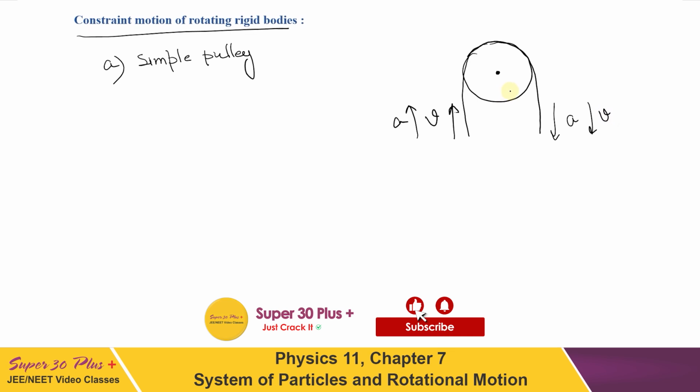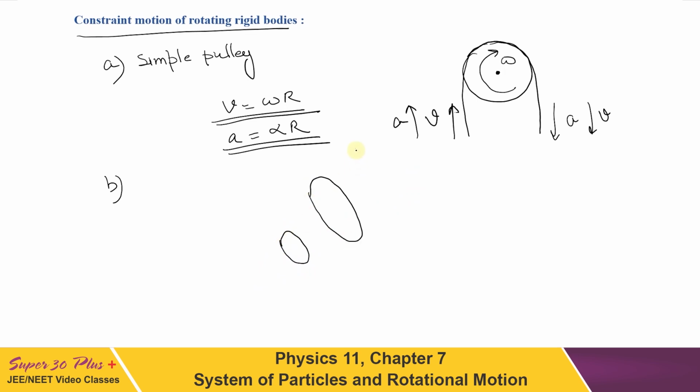So if we consider this kind of situation, the string is moving with velocity v in the upward direction and with some acceleration a in the upward direction. The other part also has to come down with a, this also having the same v. What should be the direction of rotation for the pulley? It has to be in this direction, as is obvious from the diagram itself.